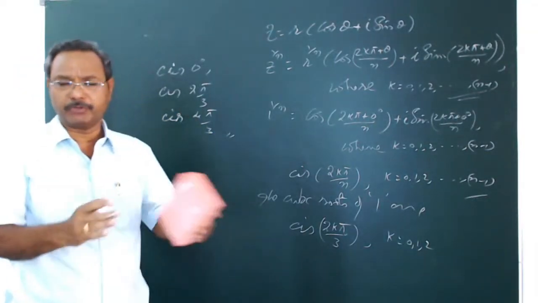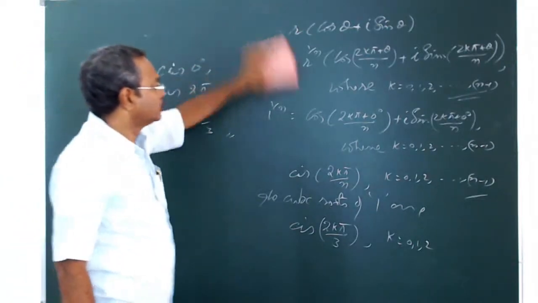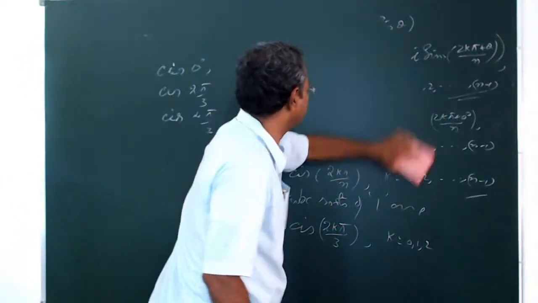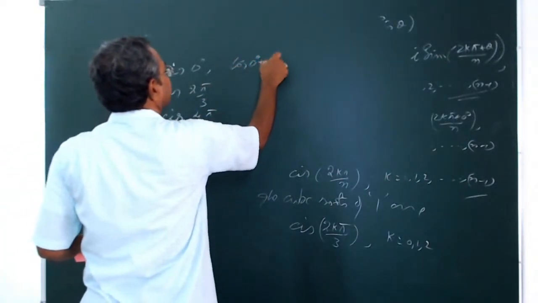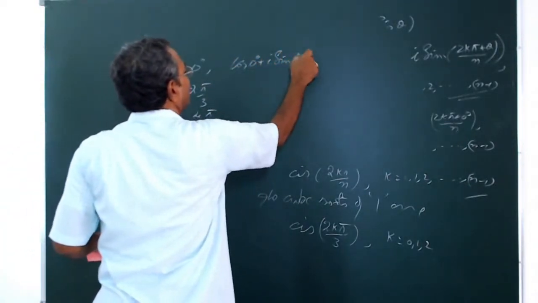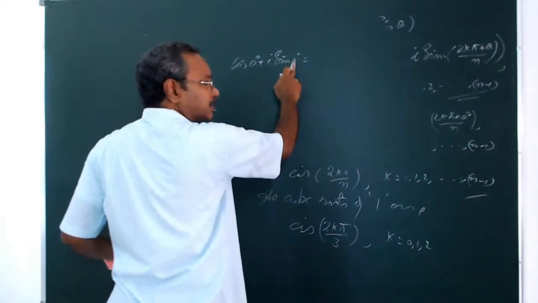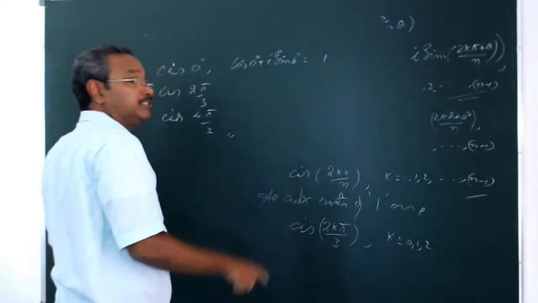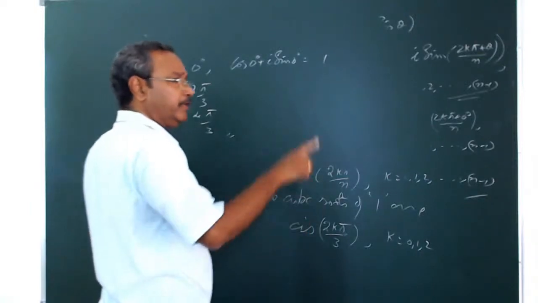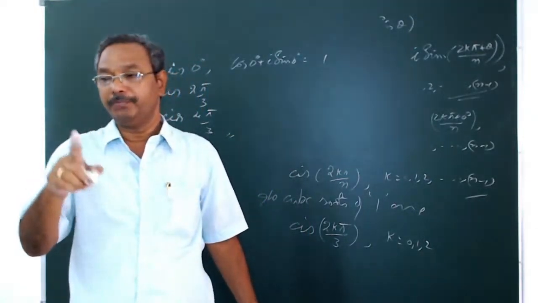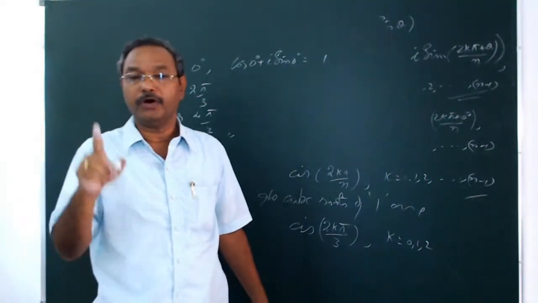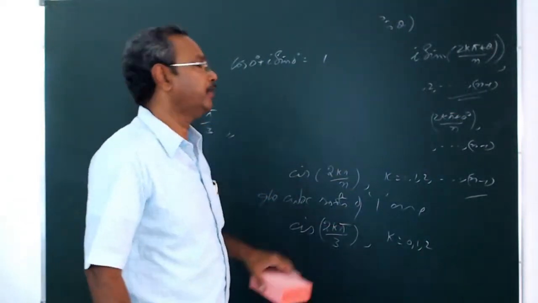If you want to convert them to the form a plus ib, what are those values? Cis 0 means cos 0 plus i sine 0. That is, cos 0 is 1 and sine 0 is 0, which gives 1, which is a real root. So of the cube roots of unity, one of them is the real root. The remaining two are complex roots. This is a real root.